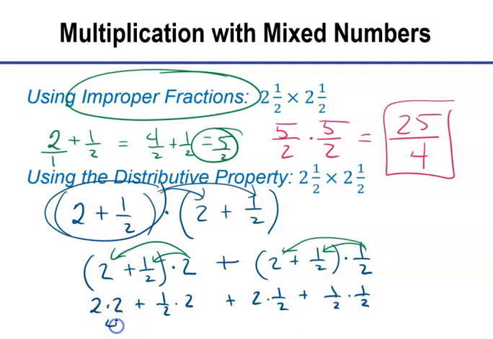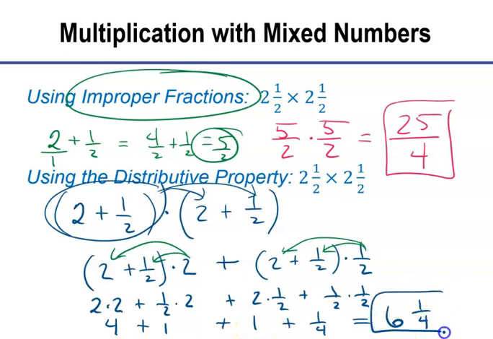Now we know 2 times 2 is 4. Hey, we know half of 2 is 1, right? Make that easy. Plus 2 times 1/2, which is half of 2, is 1, plus 1/2 times 1/2 is 1/4. Now 4 plus 1 is 5, plus 1 is 6 and 1/4.